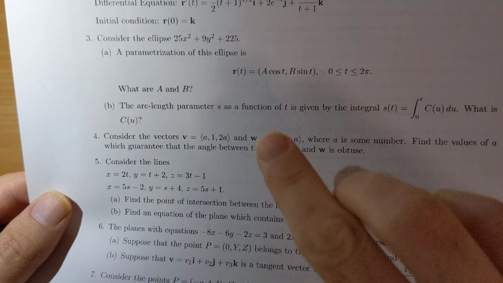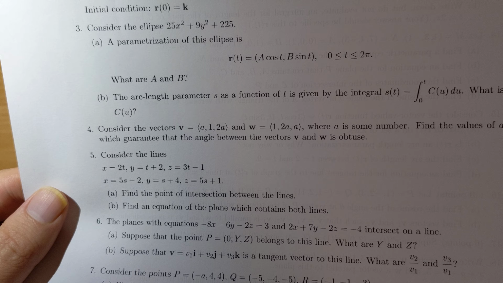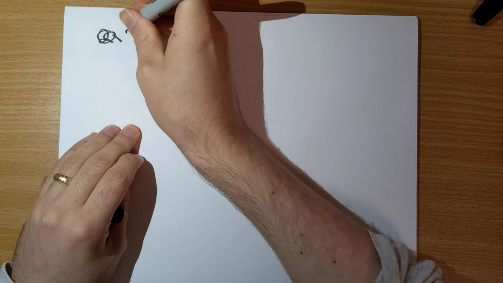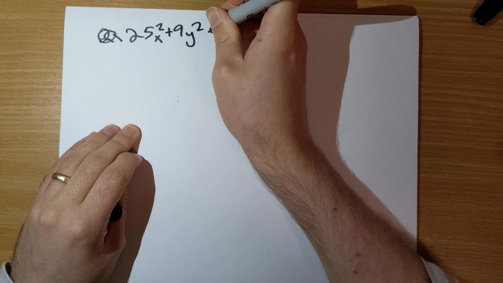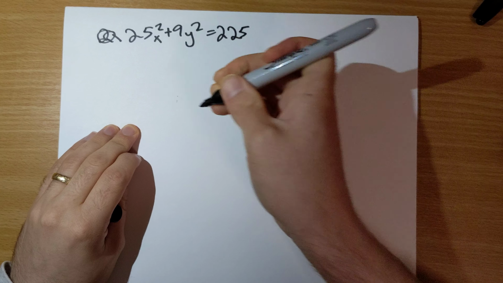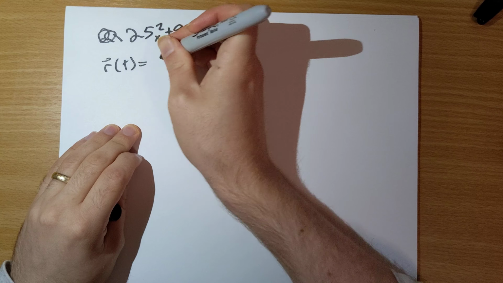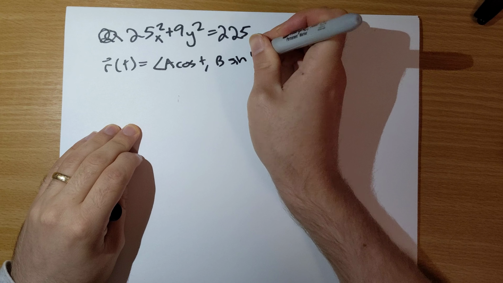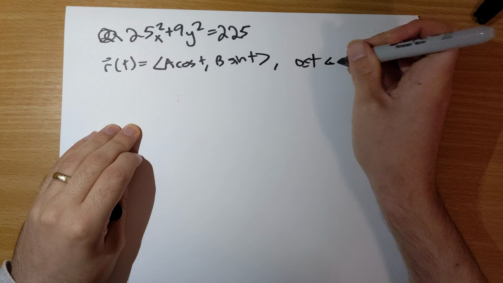Problem number 3. We're given an ellipse with this equation, and we're asked to find a parameterization and an arc length parameter. So the equation of the ellipse is 25x squared plus 9y squared is equal to 225. We're told for a parameterization, r of t is a cosine t, b sine t, where t is running from 0 to 2 pi.